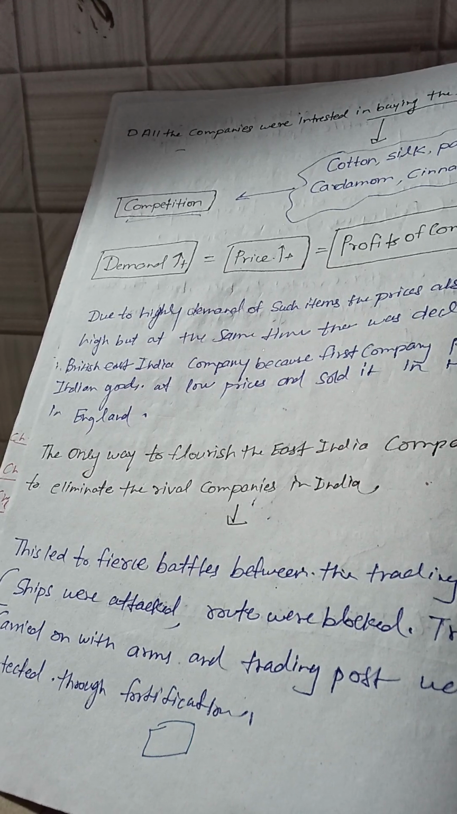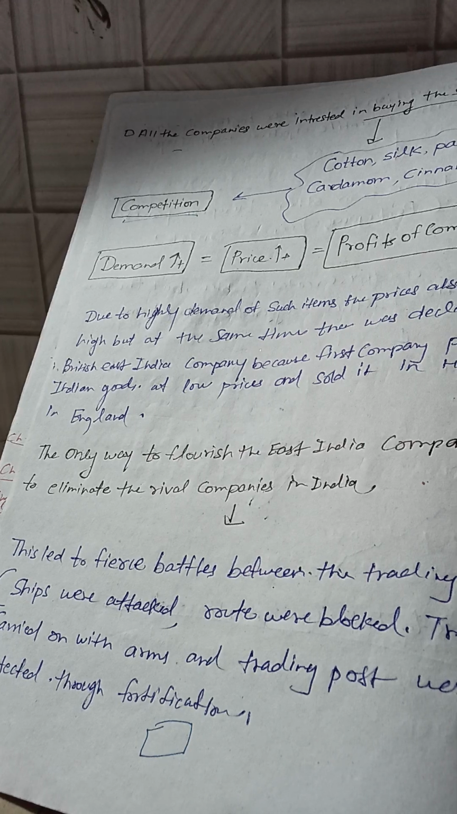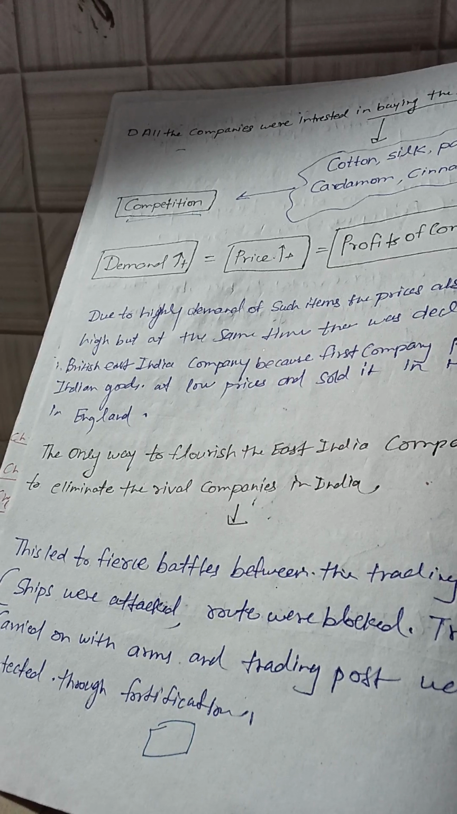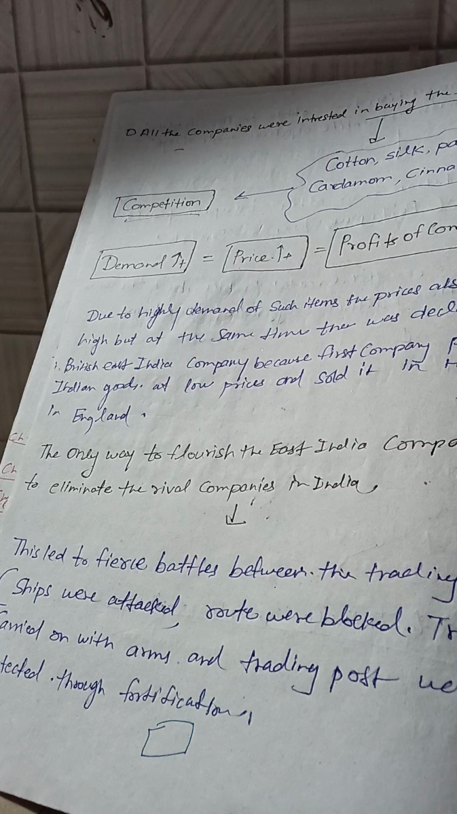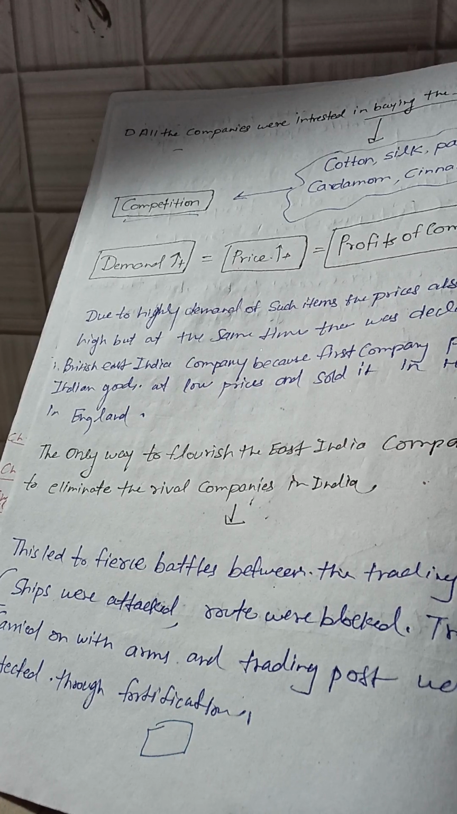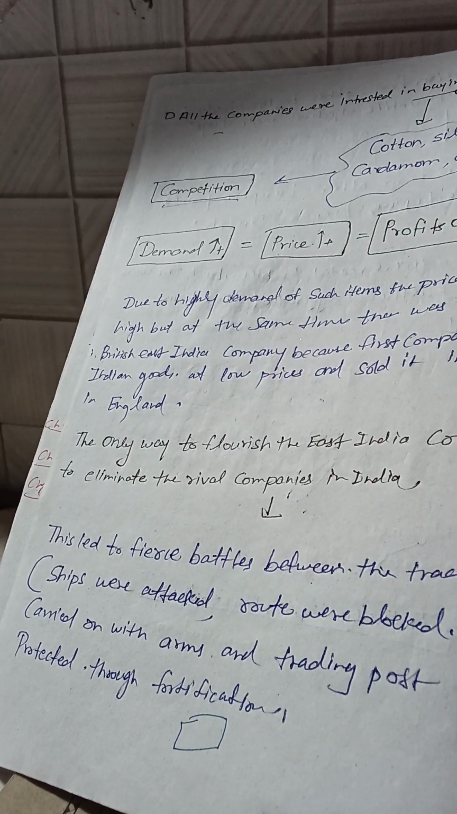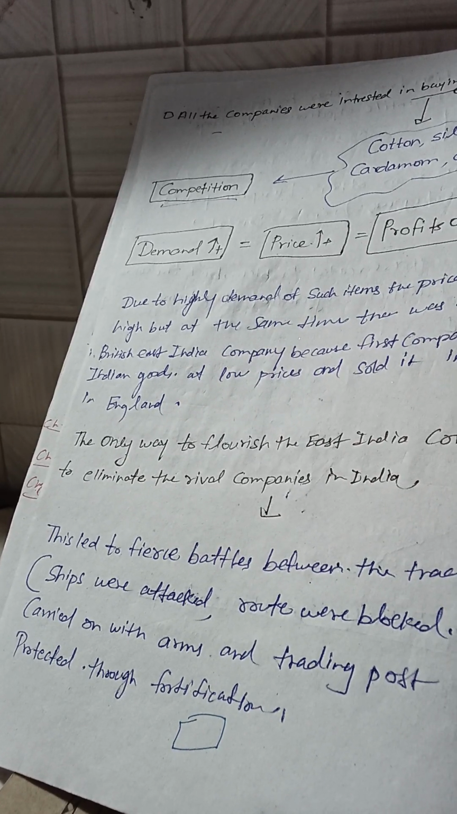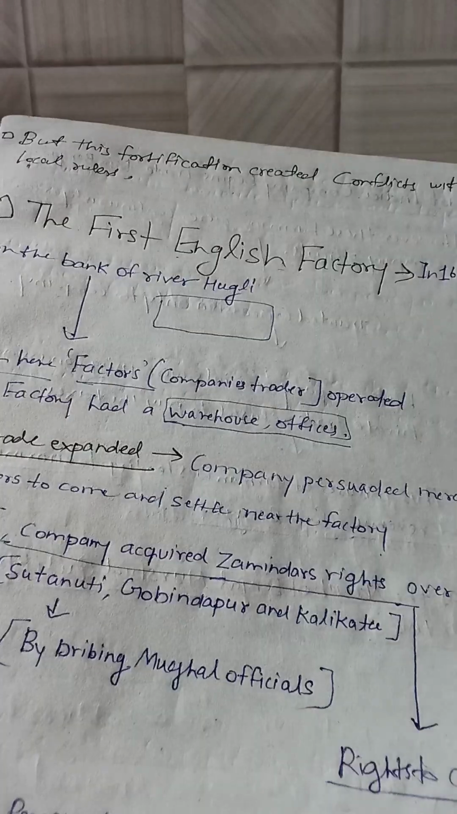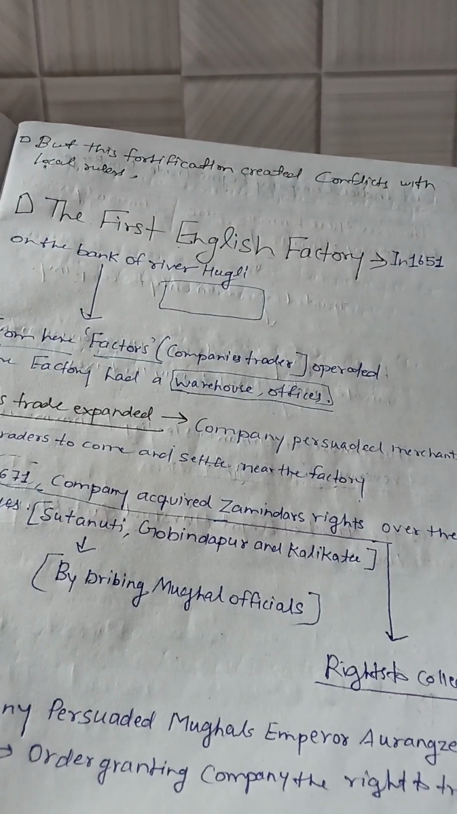And for that, the East India Company had to do the same things. This led to fierce battles between the trading companies. What would happen? What was taking place at that point of time? Ships were attacked, routes were blocked, they carried arms, and trading posts were protected through fortifications. So these were the major steps taken by the East India Company to eliminate their rivals.